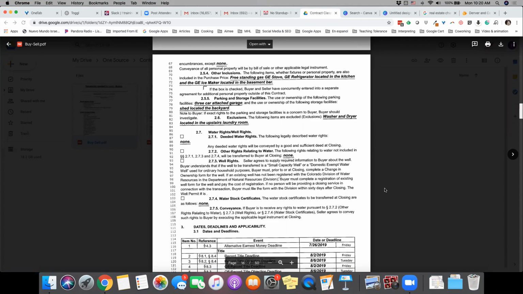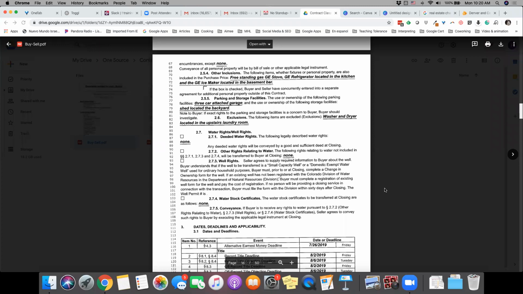2.5.5, this is a paragraph I have you fill out. It's not so much for a house. I know it's a 3-car garage and I know the shed in the backyard. But what if you're buying a condo? What if you're buying a townhome? And you want to know, are there reserved parking spaces? How many? Where is it? Those types of things. You have a storage closet next to a condo on the patio. You want to make sure that's included.